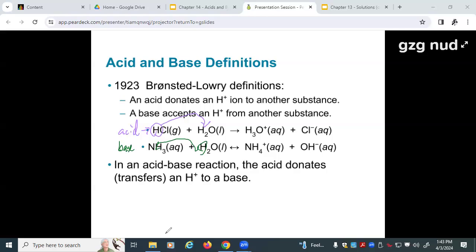Why does that hydroxide show up in ammonia solutions? It doesn't come from the ammonia itself. It comes from the water as the water transforms. Under this definition, every acid-base reaction appears the same. It all involves the movement of the proton, the hydrogen ion, from the acid to the base.